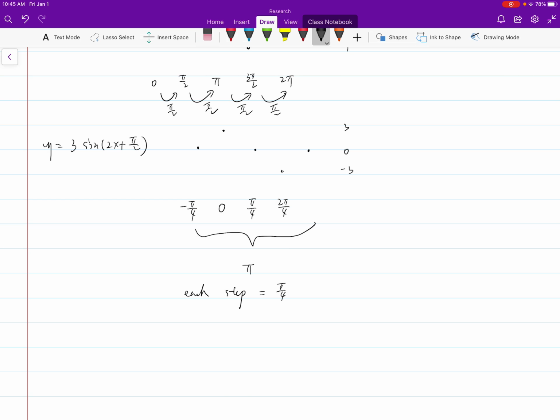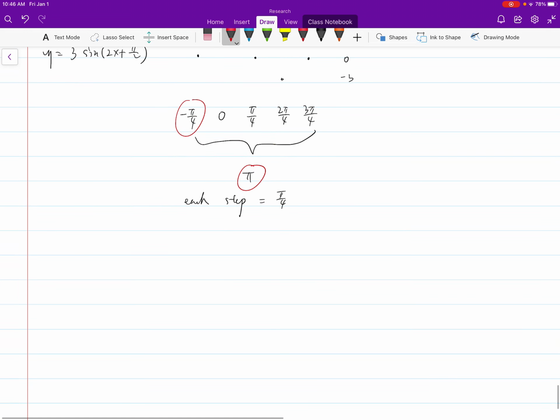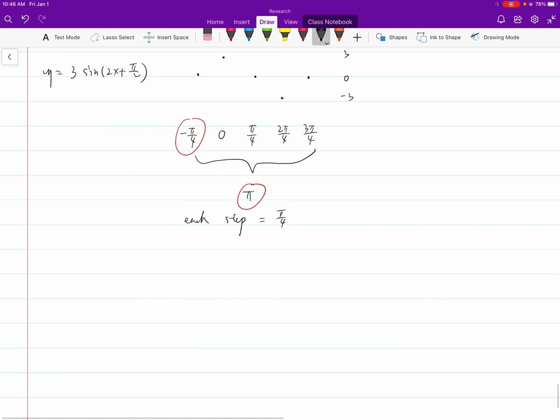So then you start from -pi/4, you go a pi/4. It's a 0, another pi/4, another pi/4, another pi/4. What do you got? You got from here to here, you did pi/4 for 4 times. Therefore, you got a whole period of pi. You start from here, which is your phase shift, you completed your period.